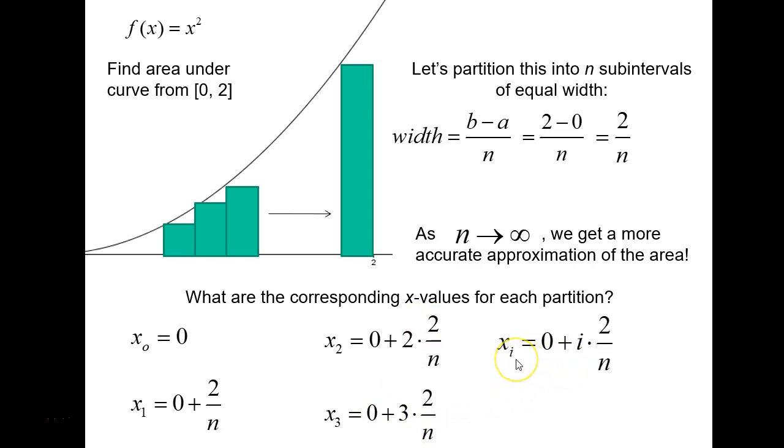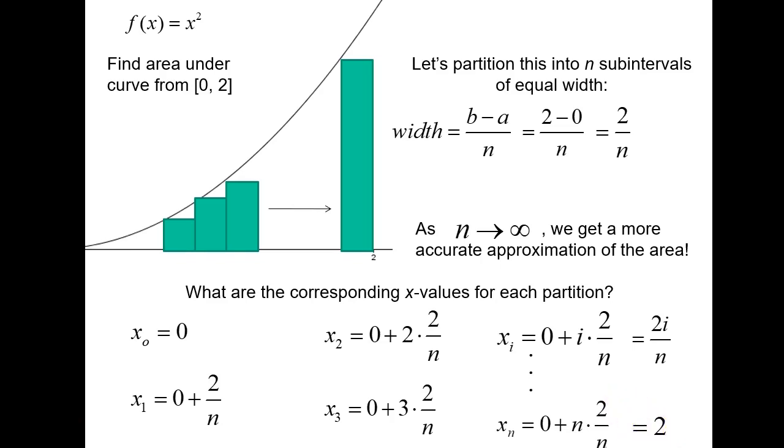So the ith x coordinate, it sounds kind of funny to say, I know, would be 0 plus i times the width of a rectangle, or just 2i over n. So any x value can be approximated by 2i over n. Okay? And then the last one would get me to 2. All right, so where are we going to go from here?